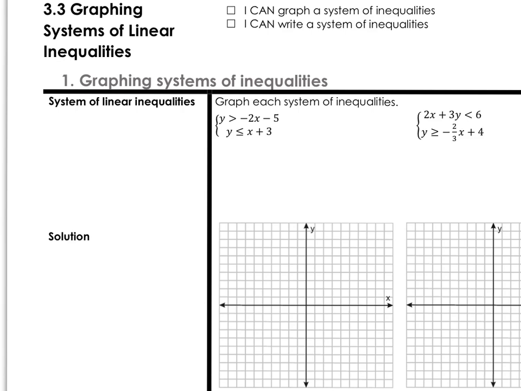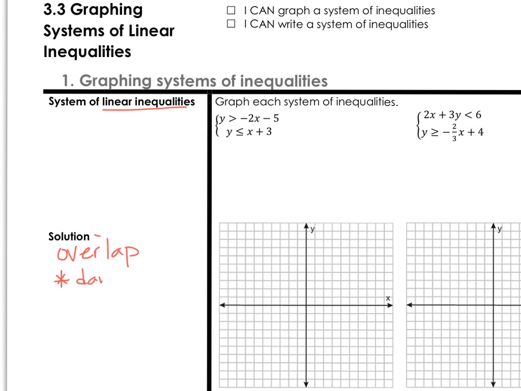Lesson 3.3 connects us to something back from Chapter 2. We're going to take a look at systems of linear inequalities. A system of linear inequalities is just like a system of equations, except we have inequalities. As we graph each individual inequality and shade, the solution comes from the overlap of each individual inequality. And we just want to make sure that that's super clear that that's our solution.